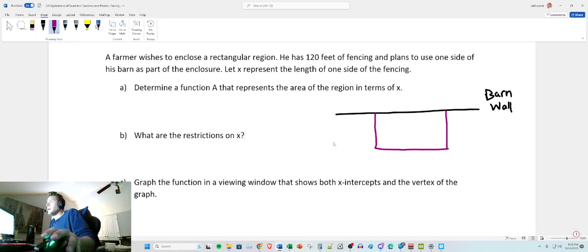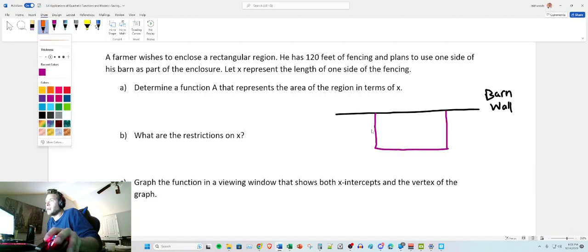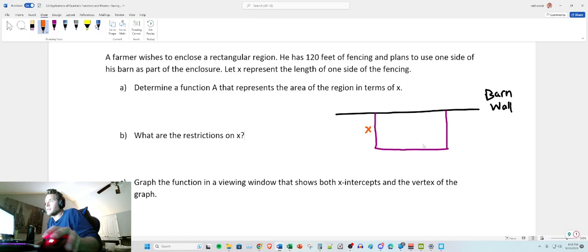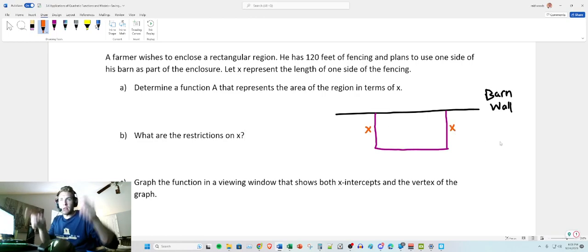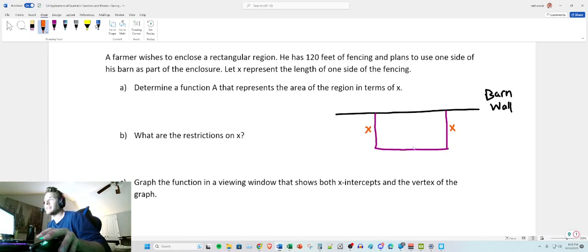Now let X represent the length of one side of the fence. We're going to write on here, we're going to call this the length of the fence here. And we know that these are going to be the same, right? Because it's a rectangle, so it has two opposite congruent sides. So that is X.